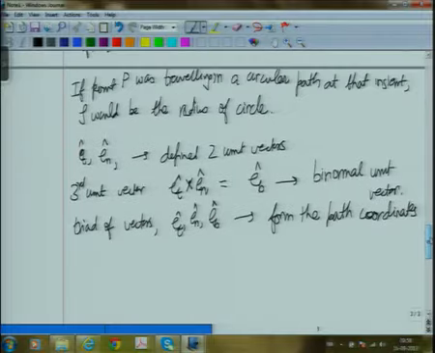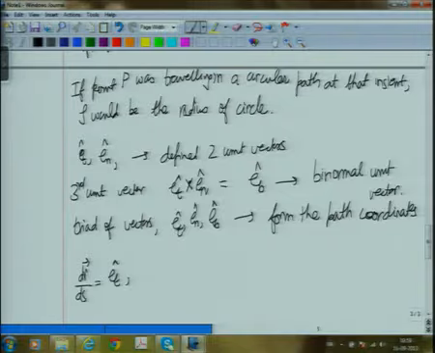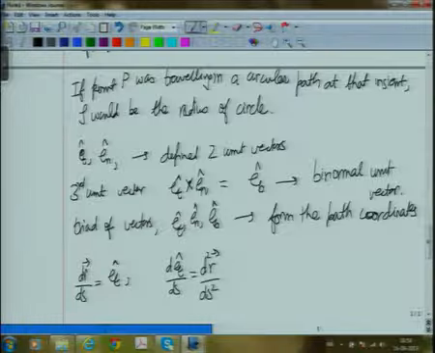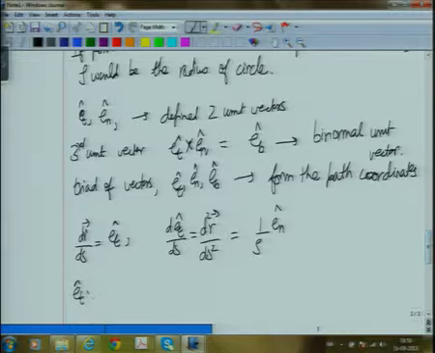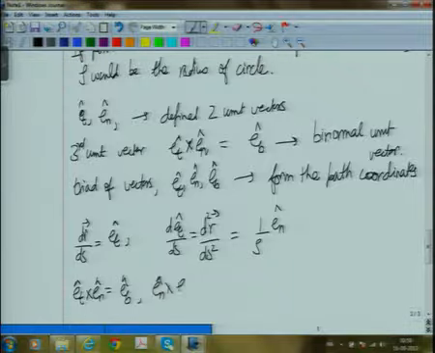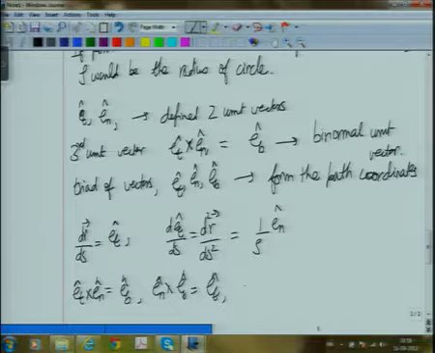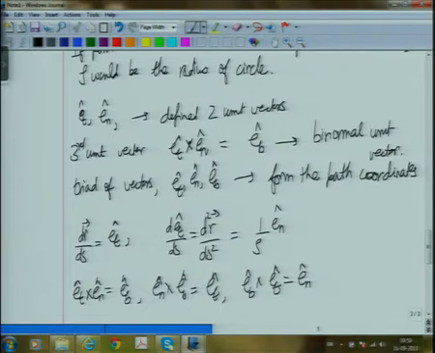Let us once again look at the path coordinates. So, what we have is dr by ds, this gives us the vector Et, and dEt by ds, which is nothing but d2r by ds square, is equal to 1 over rho En, and then we have Et cross En is equal to Eb, En cross Eb is equal to Et, and Eb cross Et is equal to En.